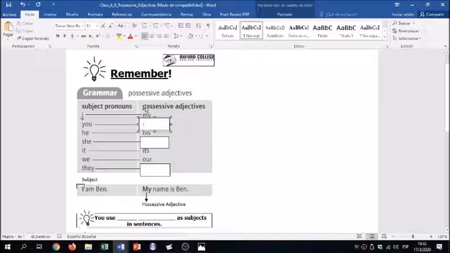Now, what about the possessive adjectives? When do we use the possessive adjectives? ¿Cuándo utilizamos los adjetivos posesivos? Okay, very good. We use the possessive adjectives to talk about possessions. So, for example, this is my phone. This is your phone. These are his books. So, como verán, en la columna de possessive adjectives hay ciertos espacios para completar. Now, let's do this together.